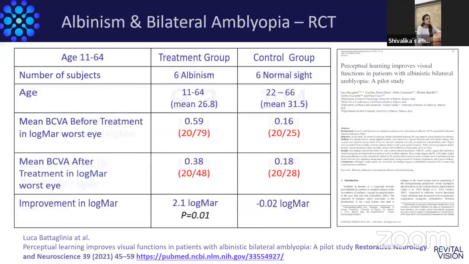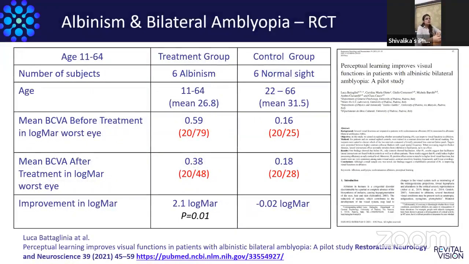This is another study. I've already told you that Revital Vision is very effective in amblyopia beyond 9 years of age. We had also seen another RCT, which was done on patients with albinism as well as bilateral amblyopia, which was then compared with a control group of 6 normal-sighted people.